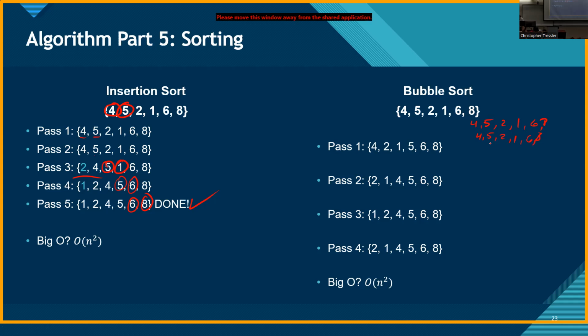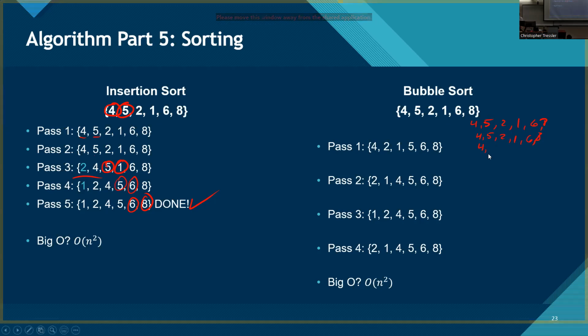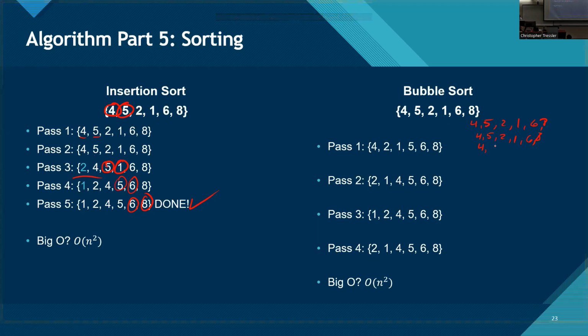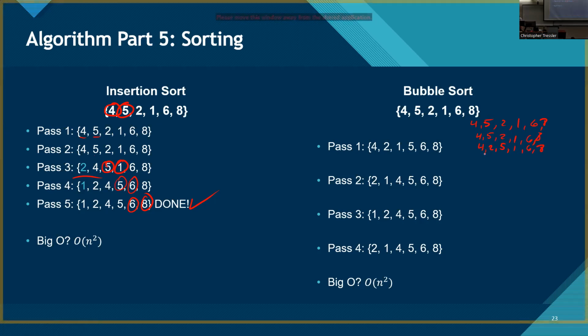Now we're going to compare 5 to 2. Notice that 2 is not in the right spot. But instead of like insertion sort, where you put it all the way to its right place, we're not going to put it in its correct place. We're just going to switch it that one time. Then we're going to compare 5 to 1.